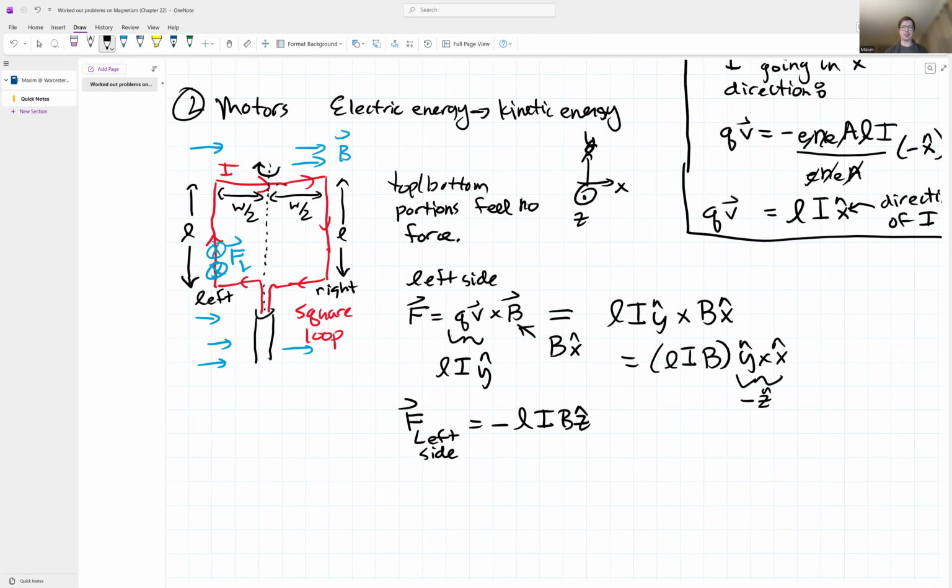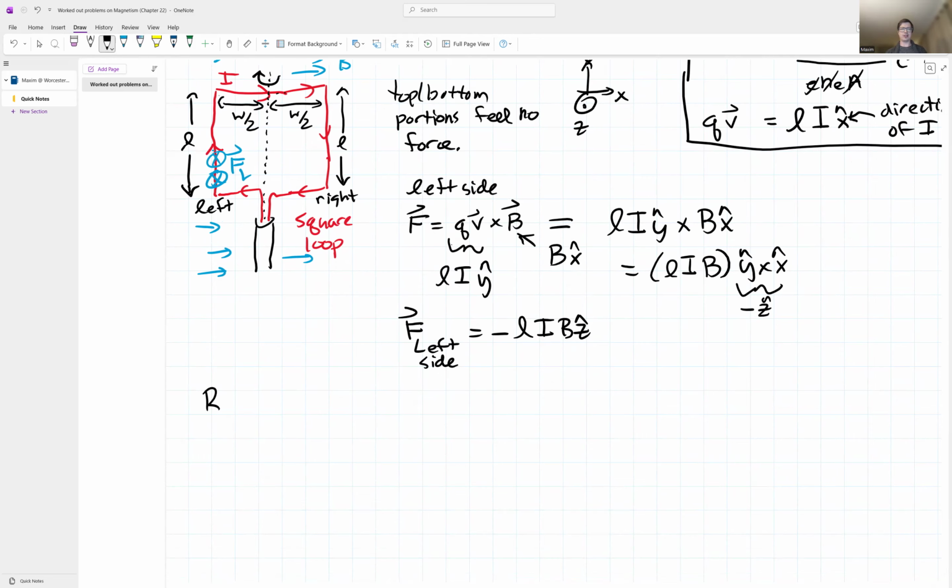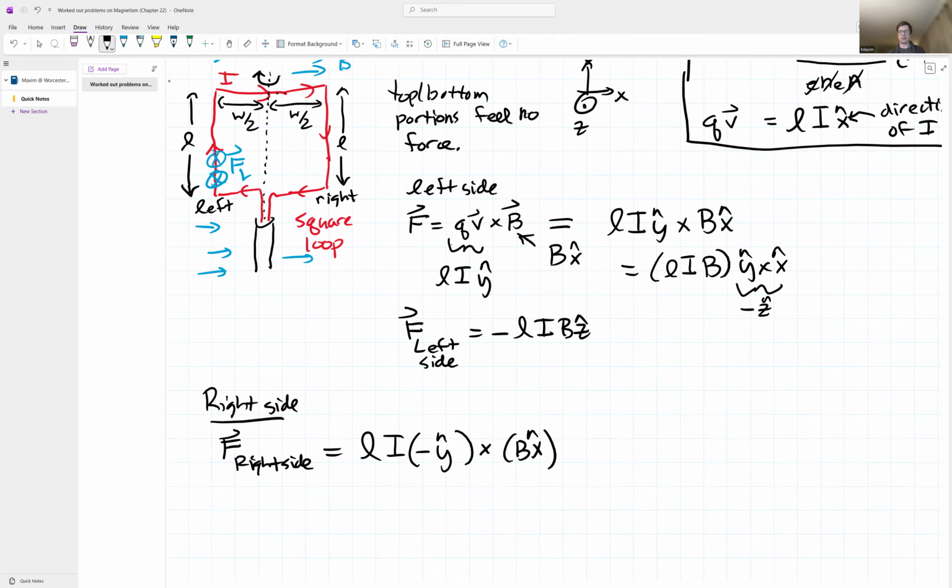And we can check that that's consistent with what happens on the right. So let's look at the right side. It's a very similar calculation. We have the same length of wire L, same amount of current I, but now it's going in the negative y direction, so we better put a minus y hat. And then that gets crossed with B x hat. The field stays the same direction.